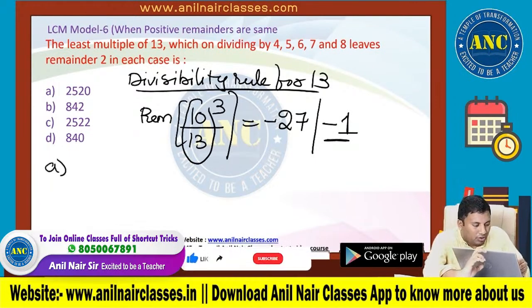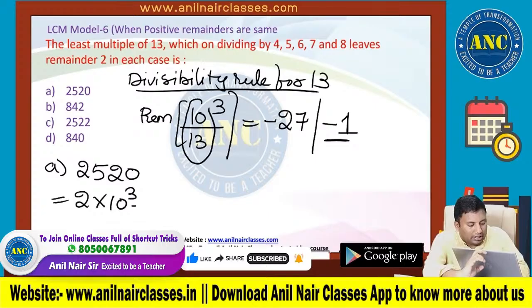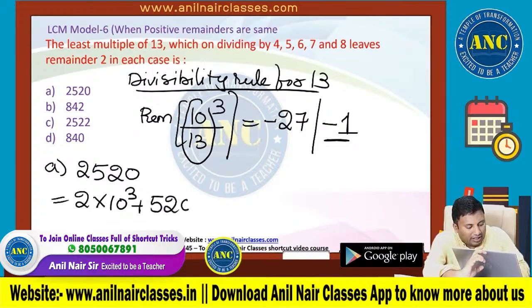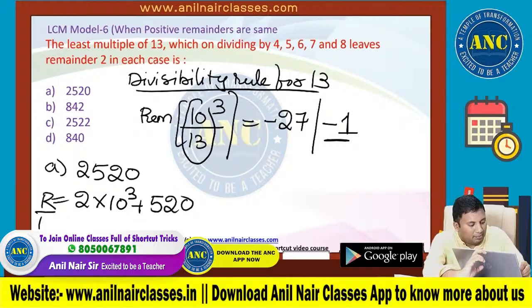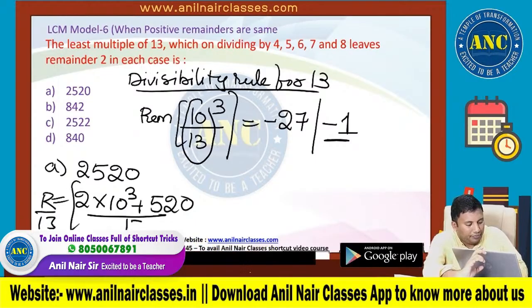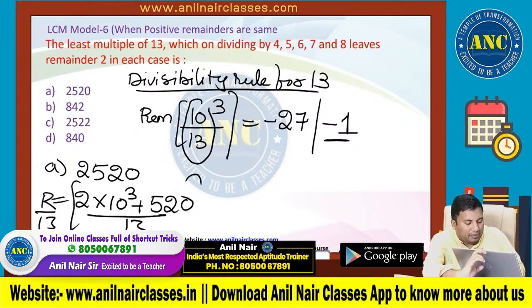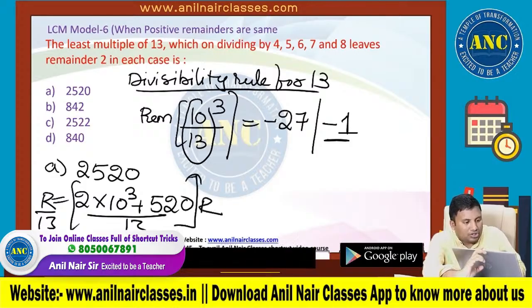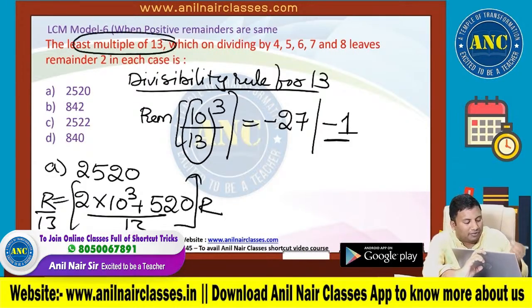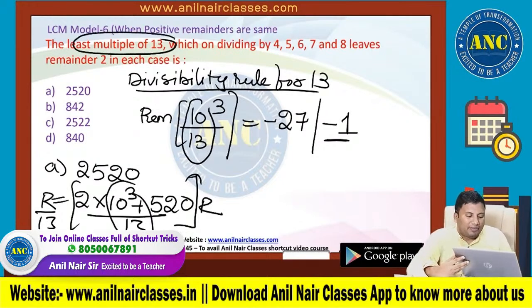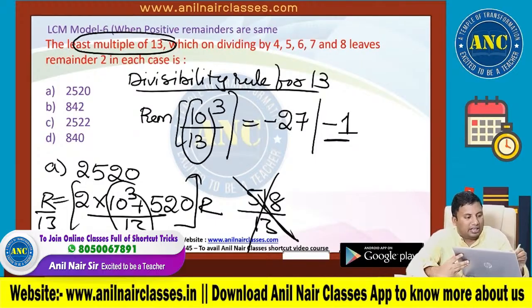So how you can do it: 2520, you can write it as 2 into 10 cube plus 520. If I divide this number by 13, why are we dividing it by 13? Because the question says it is a multiple of 13. 10 cube by 13 is minus 1. 512 minus 12 is 518. 518 is not divisible by 13.